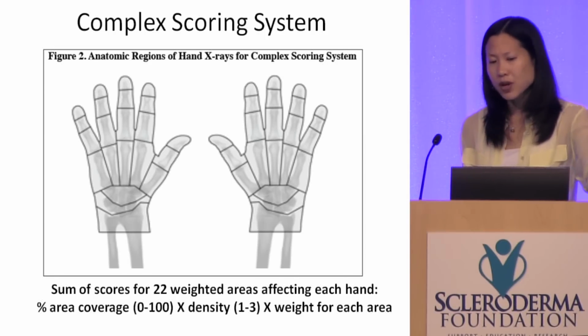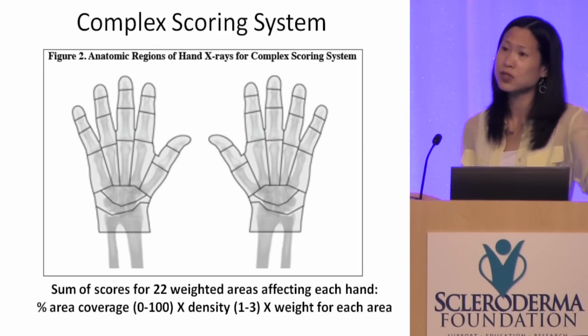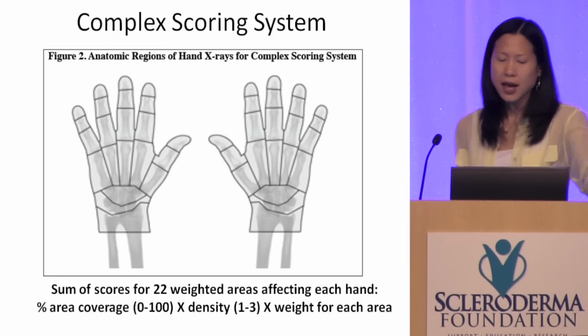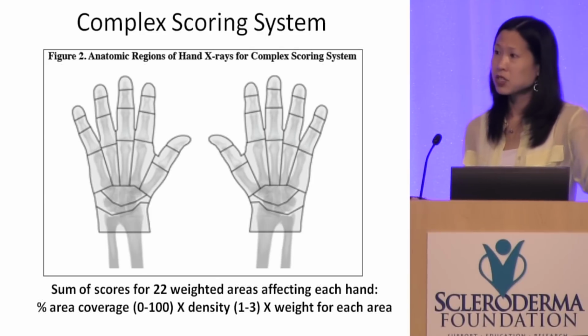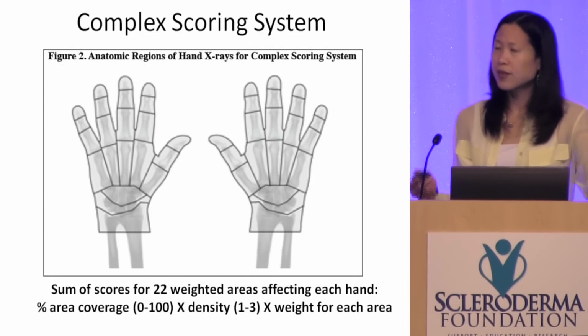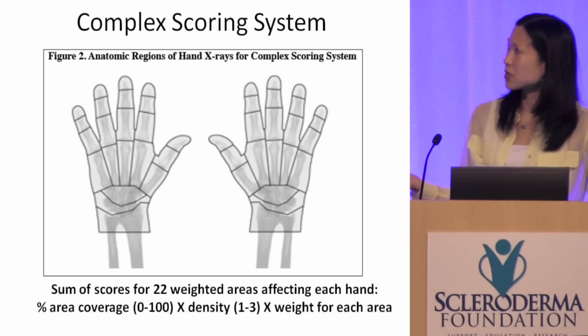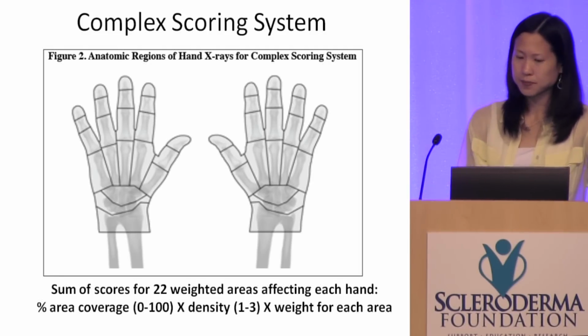So we developed a more complex scoring system where we broke each hand down into 22 different anatomic regions, and we had investigators score each of these 22 regions if they saw calcium in them. So looking at the percent of the area that was covered, the density, as I mentioned, how bright it is on the x-ray on a scale of 1 to 3, and then there was a weight for how much percentage area each was out of the 22 anatomic sites.